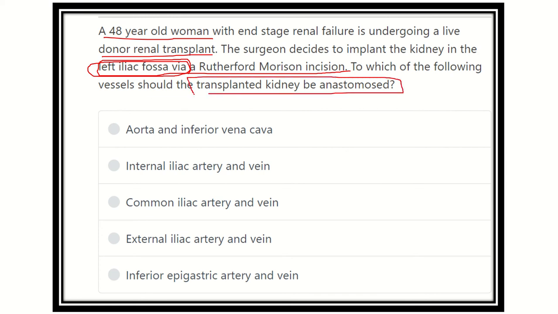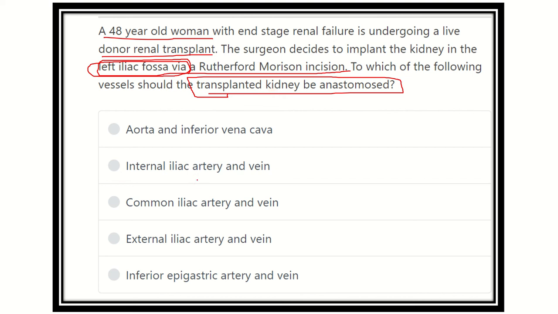That means the kidney needs blood supply, oxygen supply, and other nutrient supply, and the kidney has to excrete the excreted product. For this, we have to anastomose the transplant kidney to a blood vessel. So to which of the following blood vessels should the transplant kidney be anastomosed?